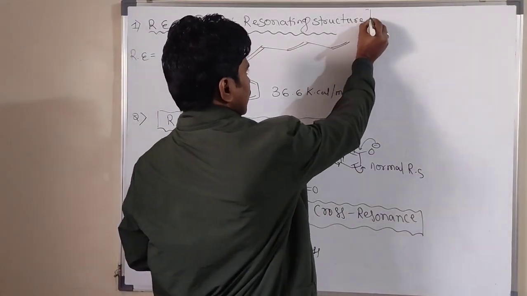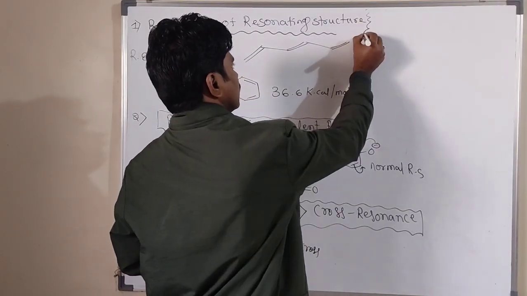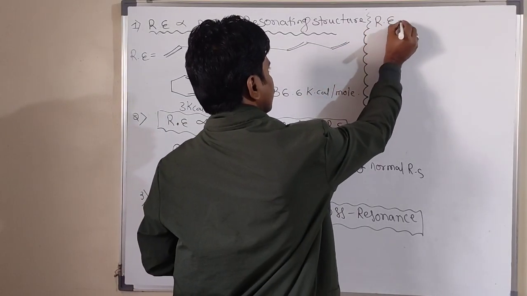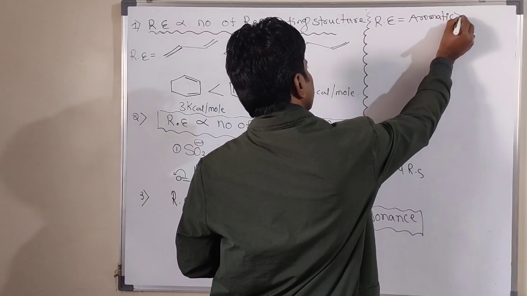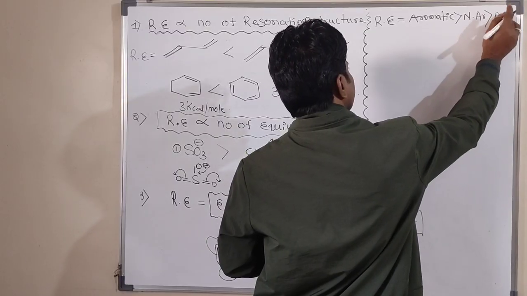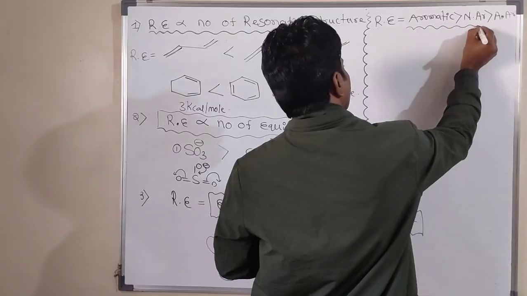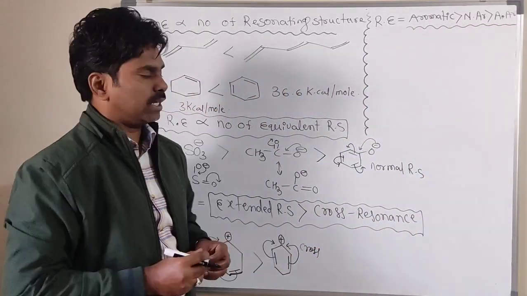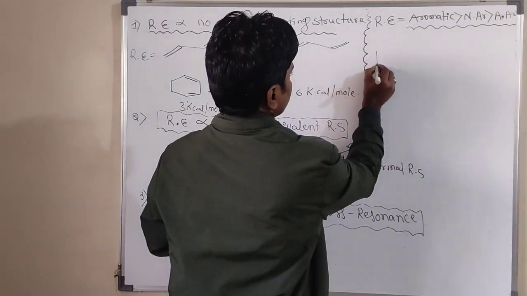Next, come to the next topic. Resonance energy is directly proportional to, or resonance energy: aromatic, then non-aromatic, then anti-aromatic. The given compound may be aromatic. Given compounds that may be aromatic have excess resonance energy. For example, I will give one example.